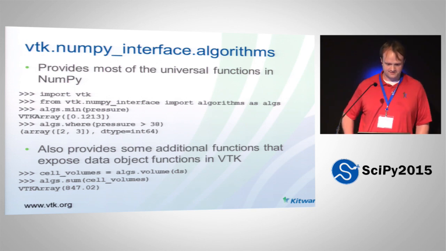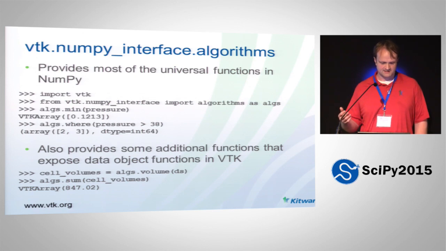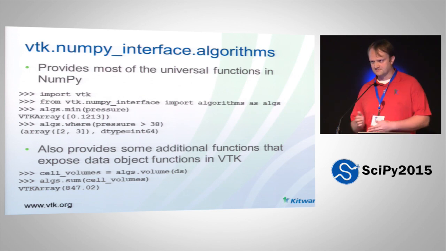And so for that, there's the algorithms module. This module replicates a lot of what's in Numpy, with most of the universal functions available, such as min and where. But it works across the distributed data in a parallel environment and gives you the right answer automatically, which is great. So you don't have to mess with MPI or anything like that to get your global minimum value, for instance. But it also provides some additional functions that Numpy doesn't have.